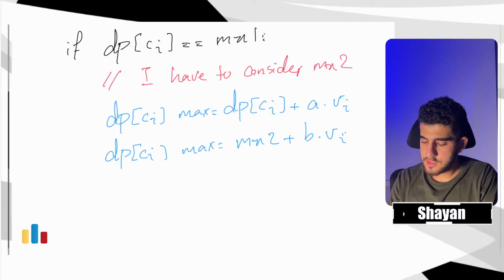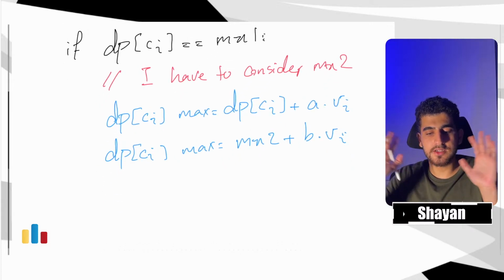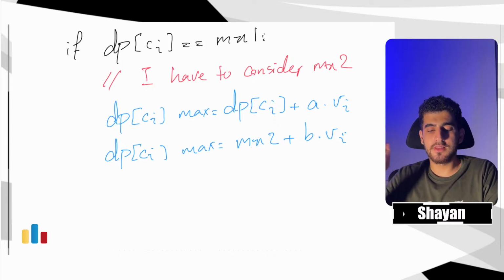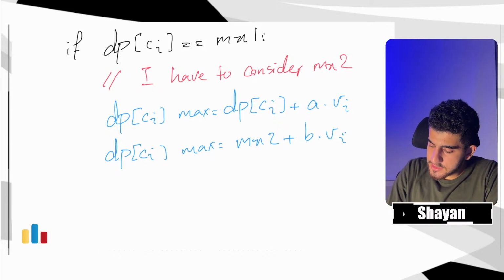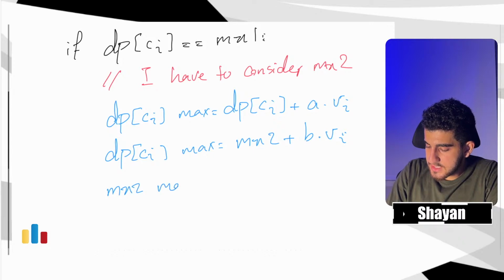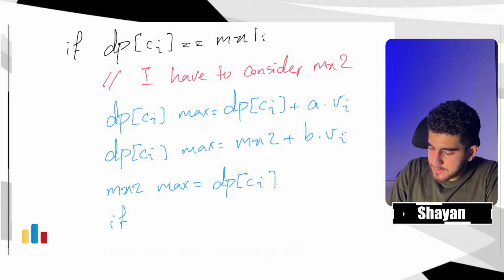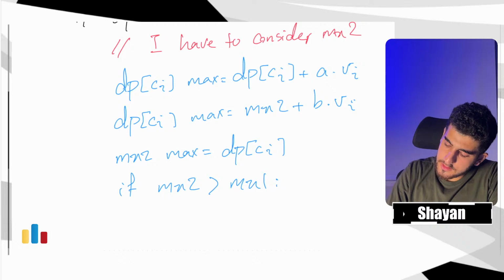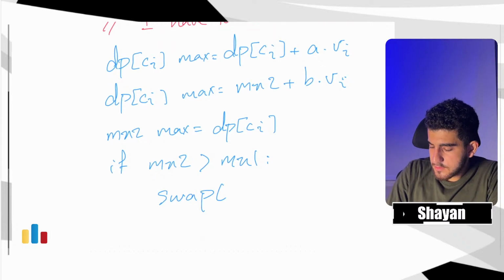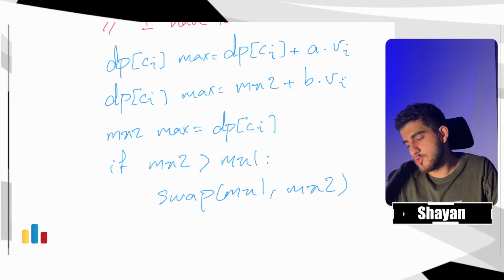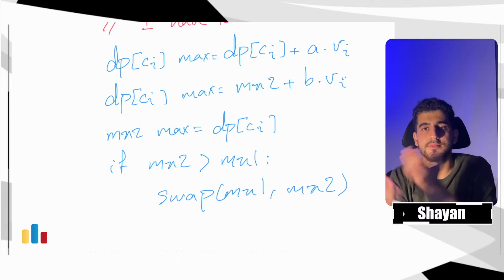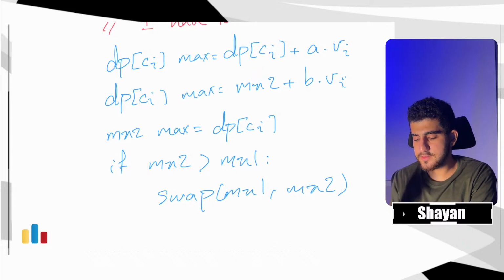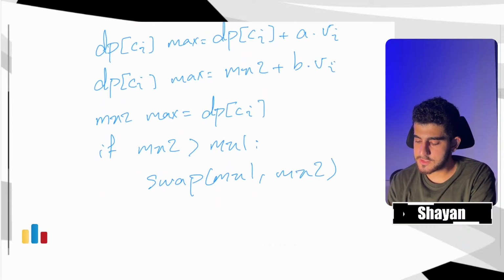How do I do that? Now dp's are all updated. dp of Ci is updated, and I know that the rest of dp's will not be updated at all. So now I need to say that mx2 is max equal to dp of Ci, and then if mx2 has turned greater than mx1, swap mx1 and mx2. So I will update mx2, and if mx2 has turned greater than mx1, I need to swap them, because now mx2 is the greatest one, so it should be swapped with mx1.